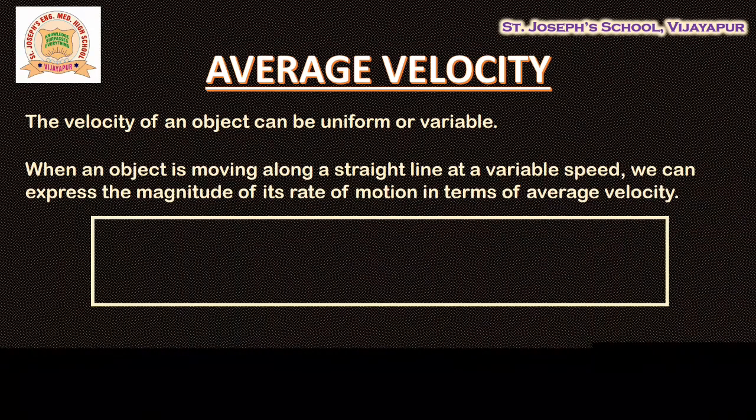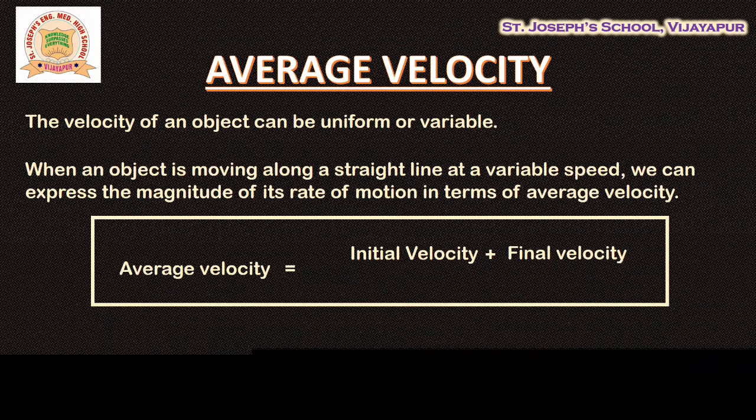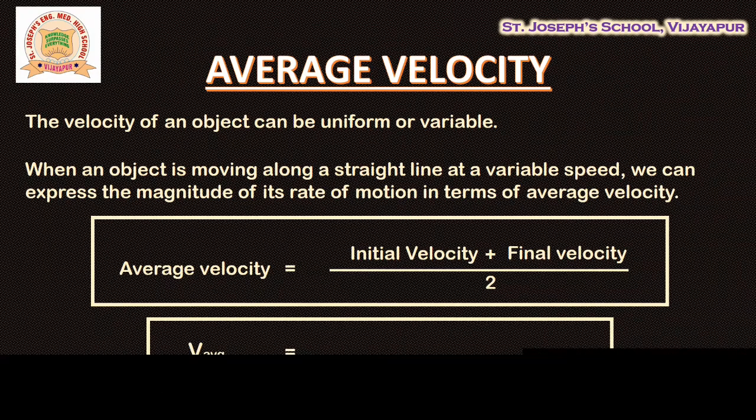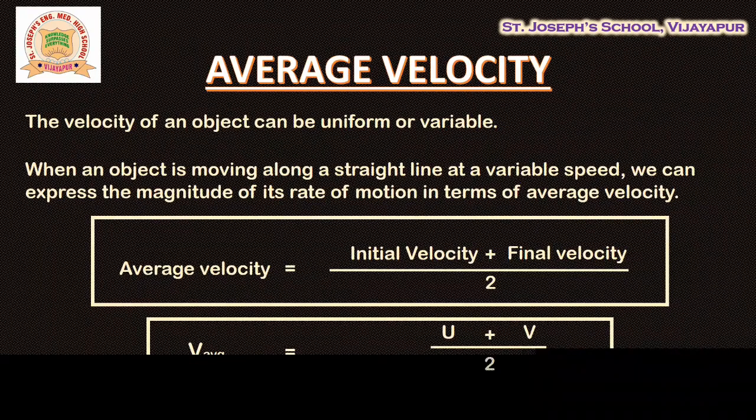So in this changing velocity, if you have to calculate the total average velocity of the moving object, we will use a formula. The formula goes like this. Average velocity is equal to initial velocity plus final velocity divided by 2. That is, we take the arithmetic mean of the initial velocity and final velocity. Mathematically the formula can be written as V_avg = (u + v)/2. Here V_avg is nothing but average velocity, u is initial velocity, and v is final velocity.